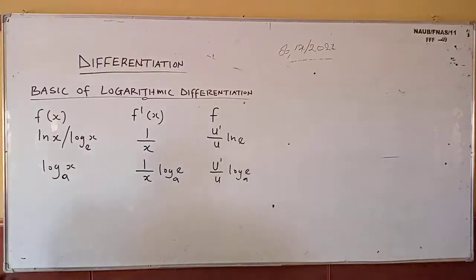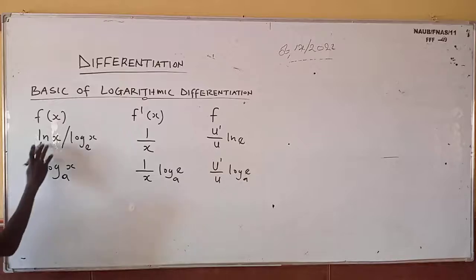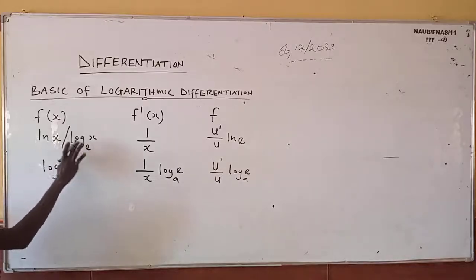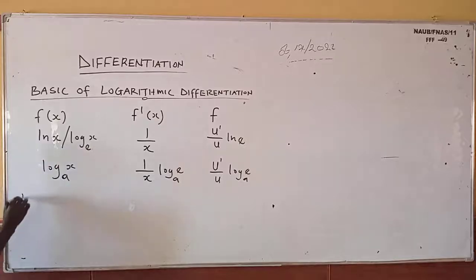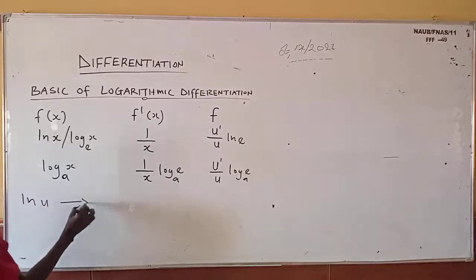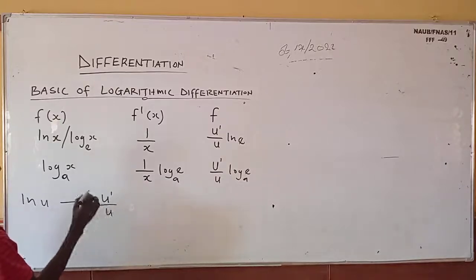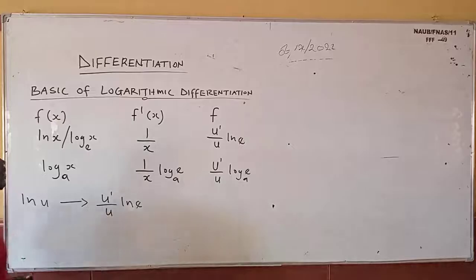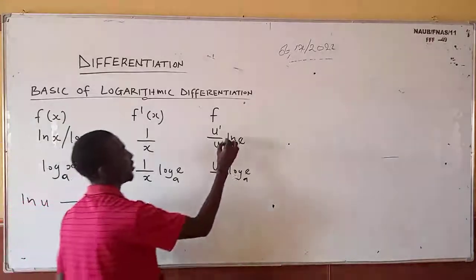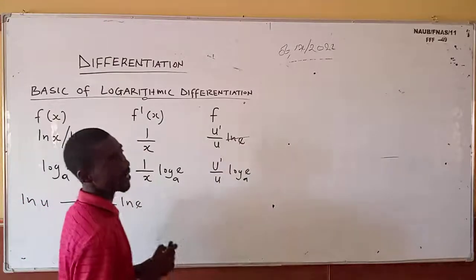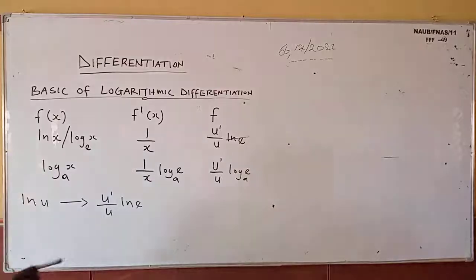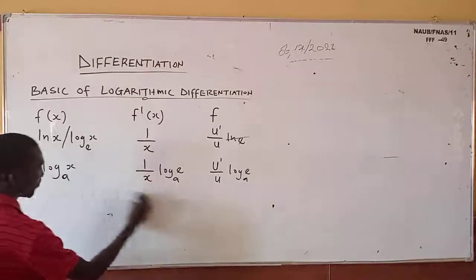The meaning of this is if we have log of s in terms of u, and u is a function of s, so ln u, the formula is nothing but u prime over u ln e. And don't forget that this ln e is always what? 1. You can neglect it. So now let's take some example.